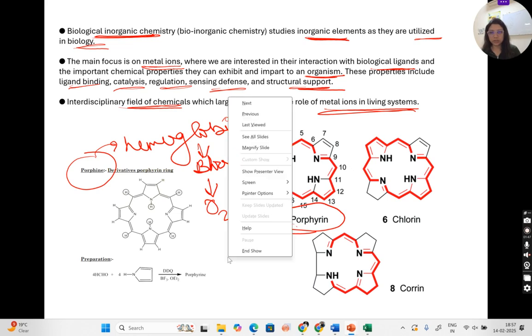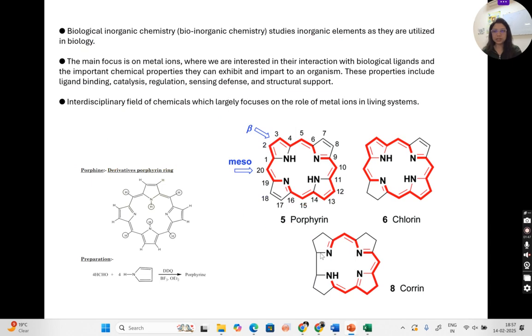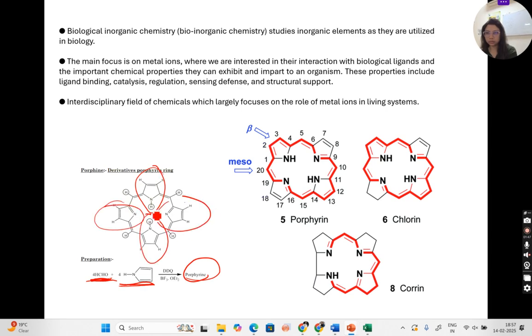So, starting with this system, the porphyrin ring is prepared from 4 HCHO. We react these aldehydes with this molecule, four pyrroles, and with this HCHO we'll get this system.